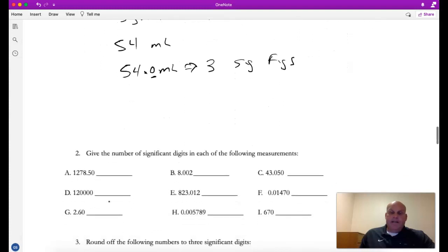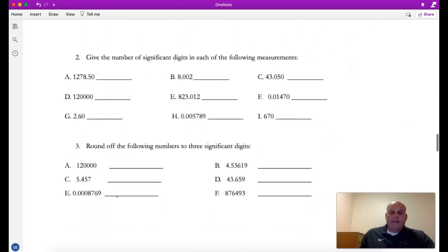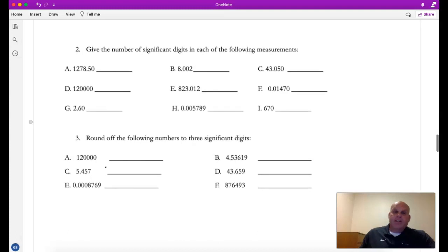Let's take a second to look at some examples here. In the first section, I want to be able to quickly, based on the 5 rules I just gave you, look at a value and determine how many significant figures there are. In the second section, I need to be able to also round. So in this case, I want to round everything to 3 significant figures.